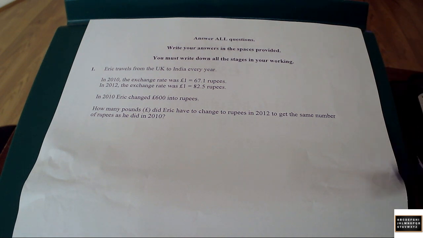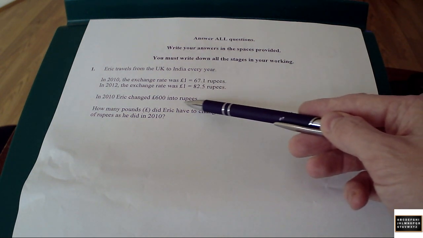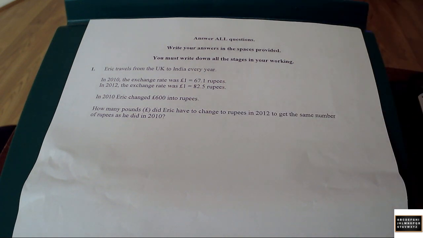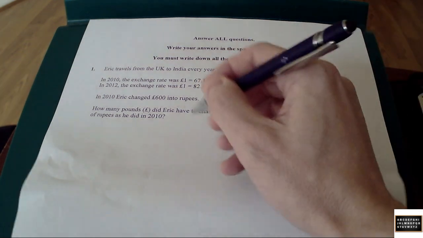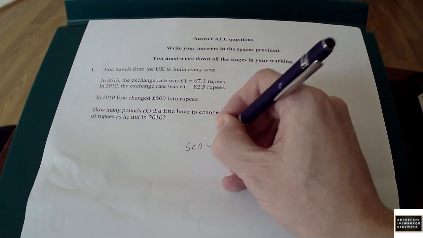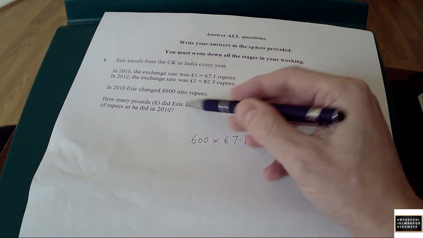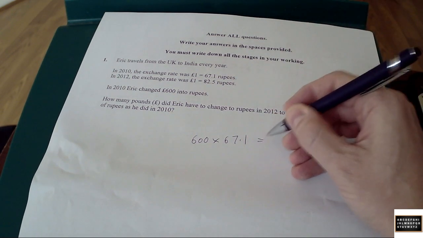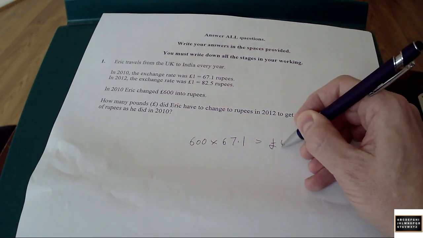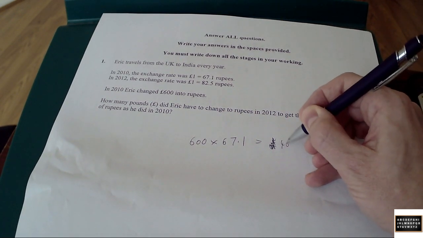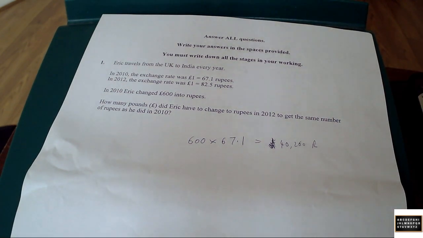So that's a little bit of error checking to start with. Just make sure you take account of the fact that you are going to be expecting something less than 600. That said, it's a very simple calculation. You're just working your way through 600 times 67.1, which is this rate up here, times by the £600, and you will get, well, sorry, it's not pounds, it's 40,260 Indian rupees. I'll just use an R there.